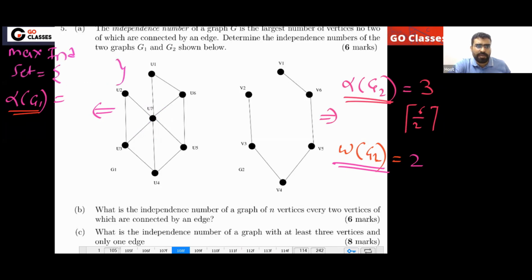What will be the maximum independent set you can create? So this is out of the picture. You cannot take this. So what can I take? For example, I can take V1, then I can take V5, I can take V2. So actually I can take V1, V2.